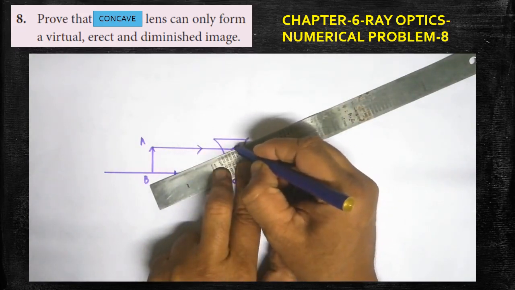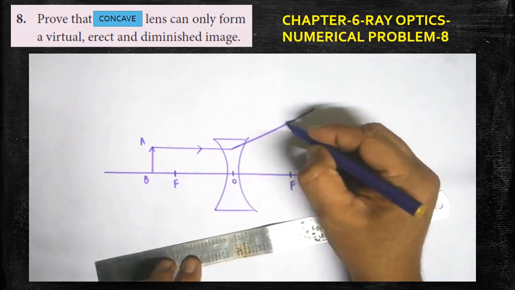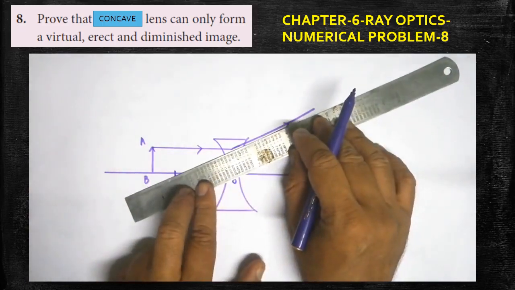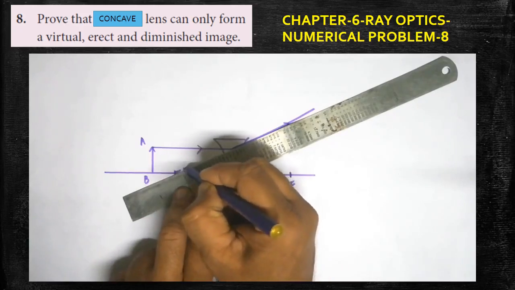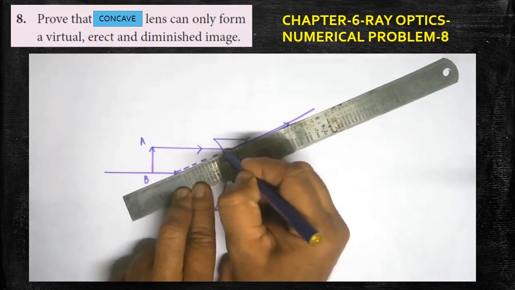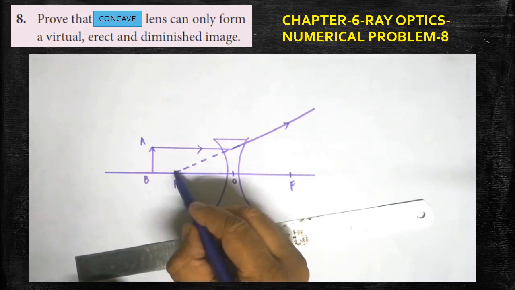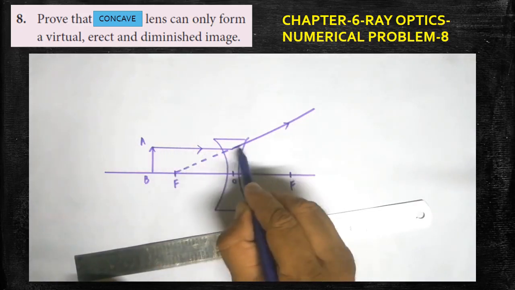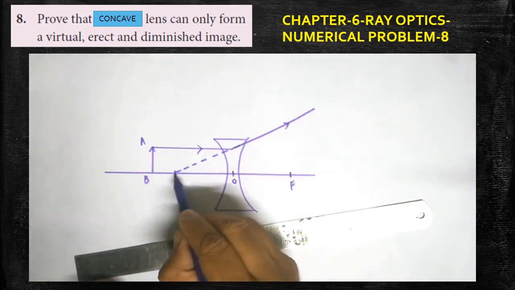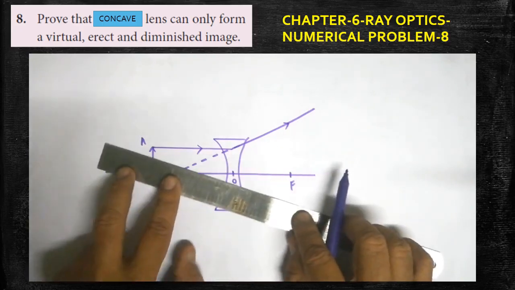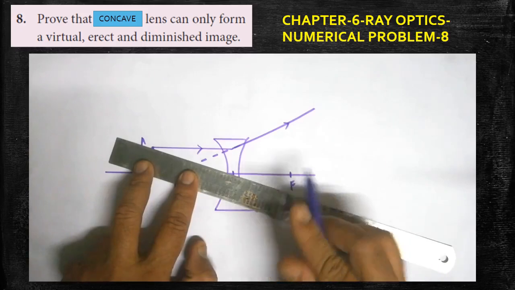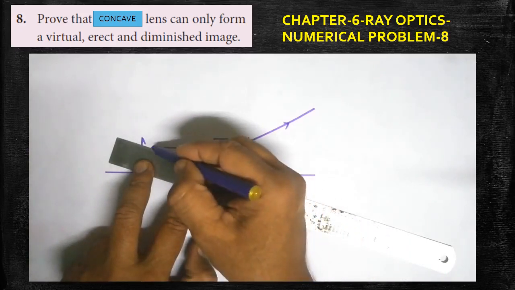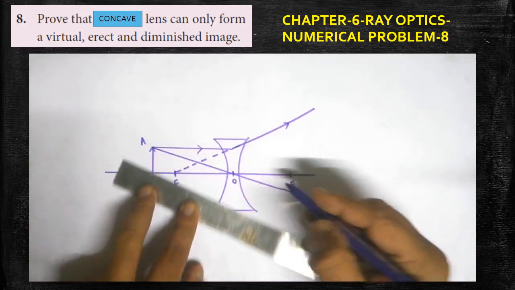So I am drawing the deviated ray. It appears to come from where? It appears to come from this principal focus. Actually it is not coming from the principal focus. The ray comes from here, later it diverges, but it appears to come from F. Now we have to draw one more ray from the same head of the object. Now it is passing through the optic center. Without any deviation the ray will travel.